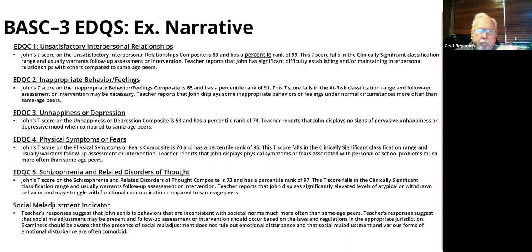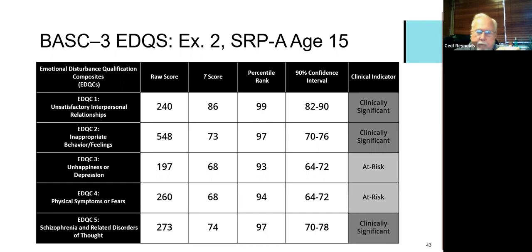Here's another example just to show you what the SRP looks like with these scales. Once again, it's formatted the same way. All of these are very similar as they'll be presented to you, so you can see the context of their presentation and understand it better across the different BASC forms. So once again, we have a particular child here, an adolescent, who is reporting a great deal of consistency with the federal definition of emotional disturbance. Next.